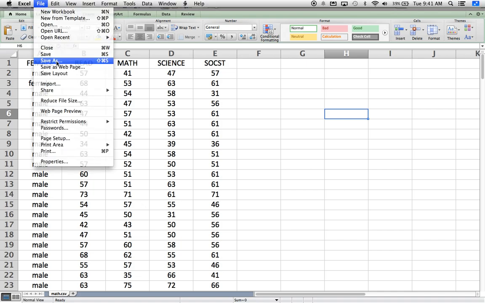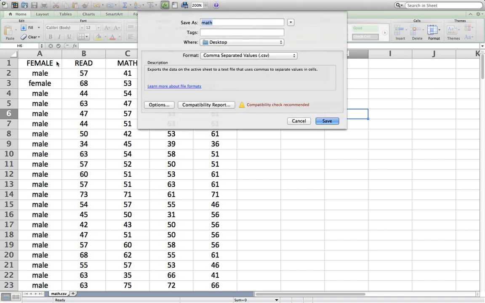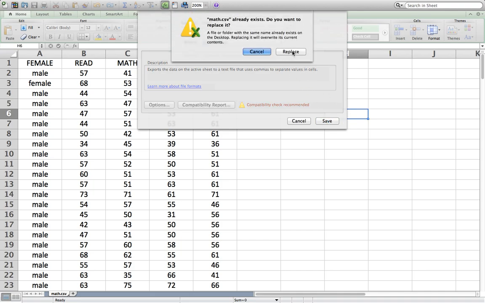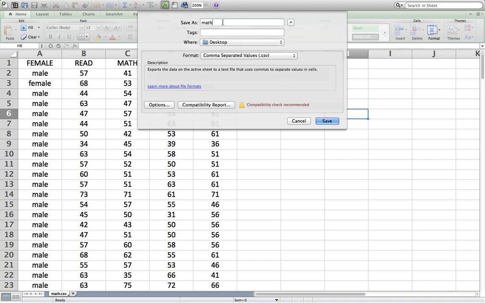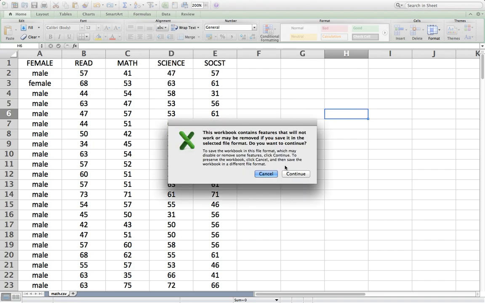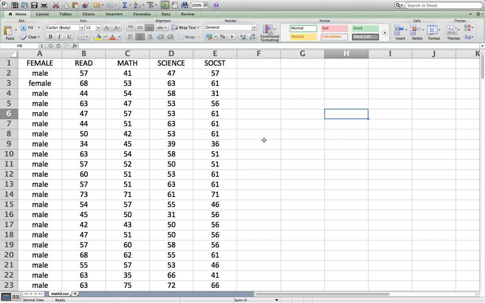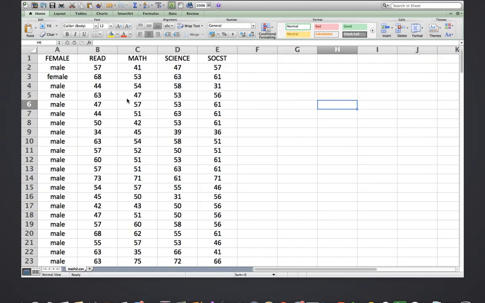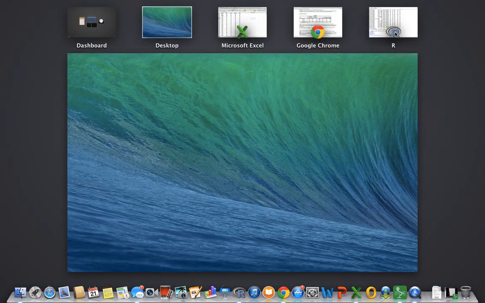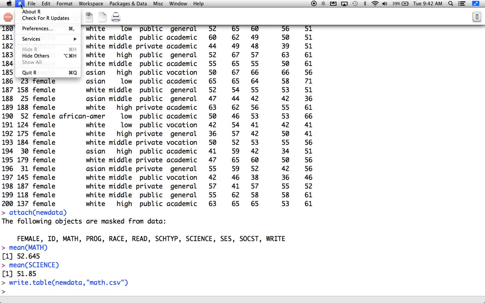So I'm going to do a Save As, and I'm going to call this math and save it to my desktop as .csv. So I want to replace what I had before, or if you don't, let's say you want to keep that for some reason, I don't think there's anything wrong with that. Let's just call it a different name, math2. So save it, continue. And now we've got our data set that we're going to replicate, sort of. It's not going to work, and I'll explain why not.